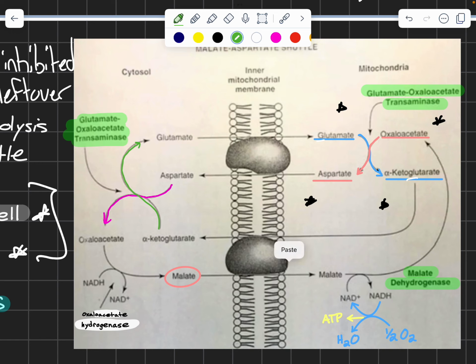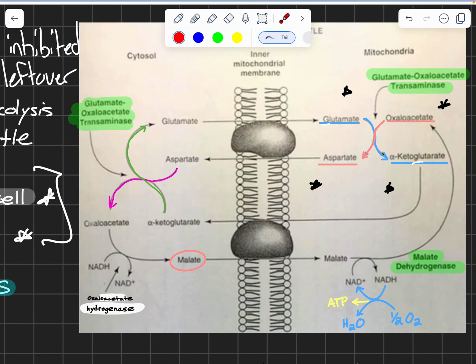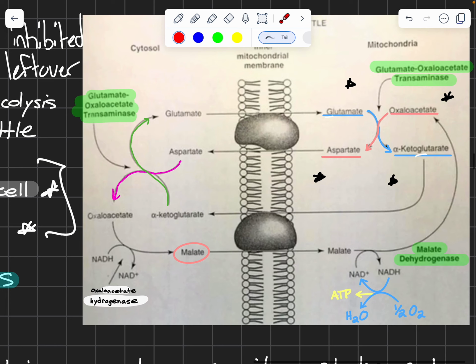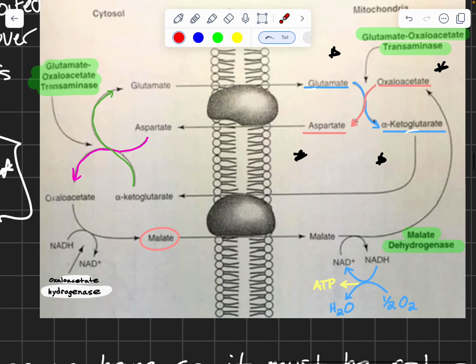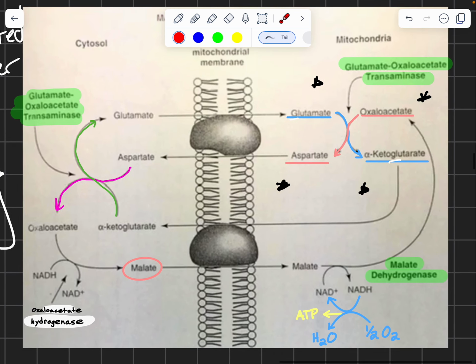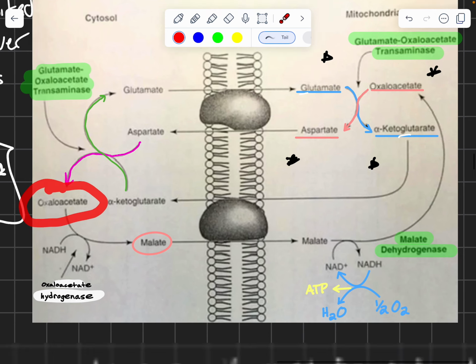These little arrows right here are representing transfers of the amino groups, or amine groups, and this is what allows the transamination reactions and these phase changes to happen. So aspartate will come down here and transform back into oxaloacetate. And this is how we get oxaloacetate from the mitochondrial matrix into the cytosol.